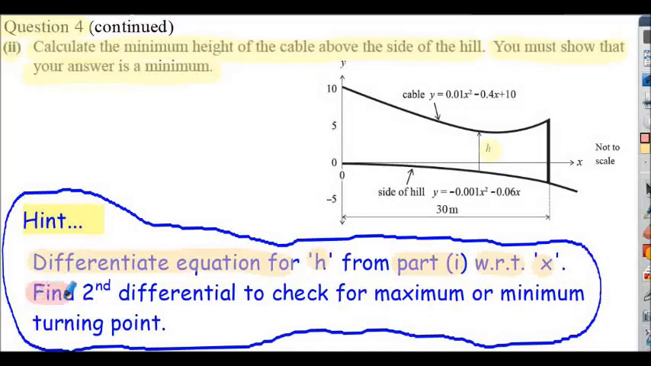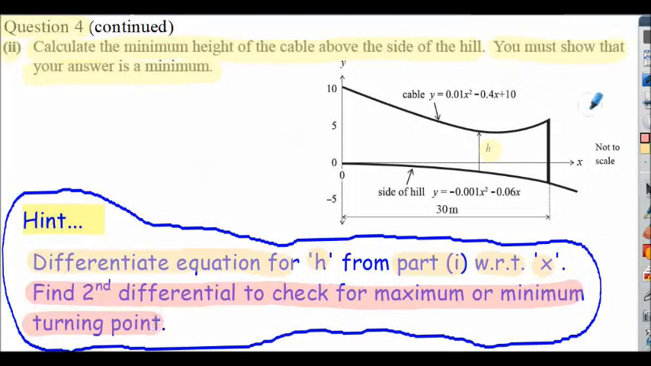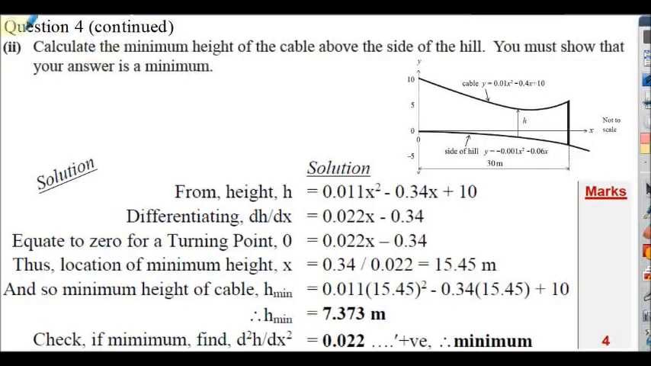But we need to then determine the second differential to check for a maximum or minimum turning point. Obviously we're looking for the minimum turning point here. If you think you can attempt question 4 part 2 without further assistance, I'd encourage you to stop the presentation and do so, but I'll show you the full work solution on the following slide.